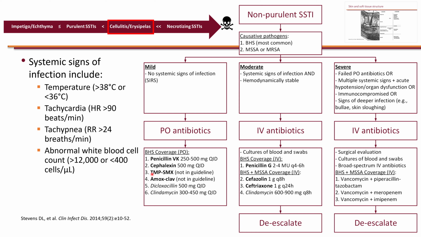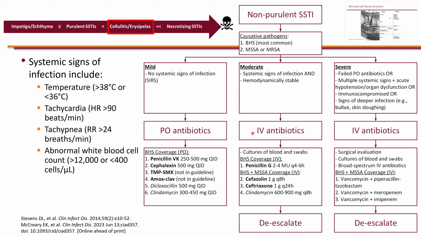Trimsulfa is not in the guideline because they thought that it doesn't cover beta-hemolytic strep, but we have learned that it does. Amoxiclav is also not included in the guideline for some reason, but we know that it has excellent activity against beta-hemolytic strep and MSSA, and it's twice a day dosing, so it's very convenient. And then for moderate, you want to go to IV antibiotics, whereas mild patients can be treated in the outpatient setting.